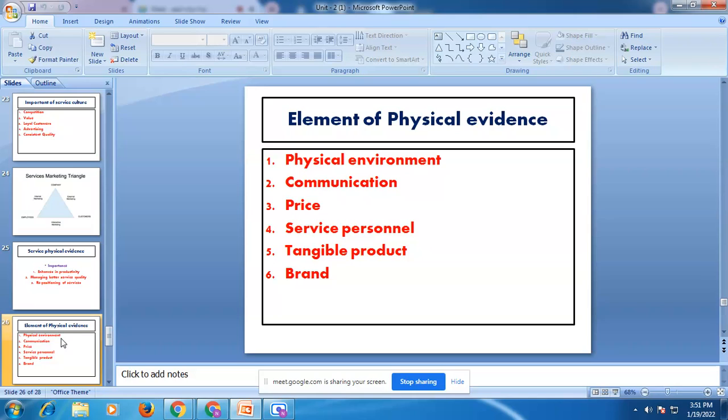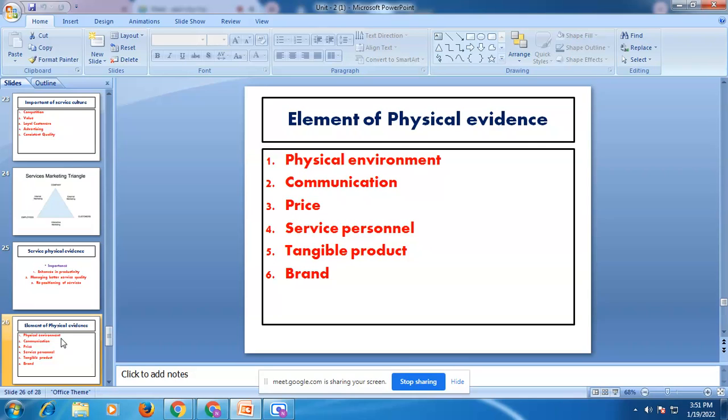Then next is communication. The physical evidence also involves the communication factor. Every firm needs to efficiently communicate with its customers about the services, and the method for using these services. For example, in a shopping mall, retail store and multiplex, the customer should be provided assistance in order to locate the item they want to buy.